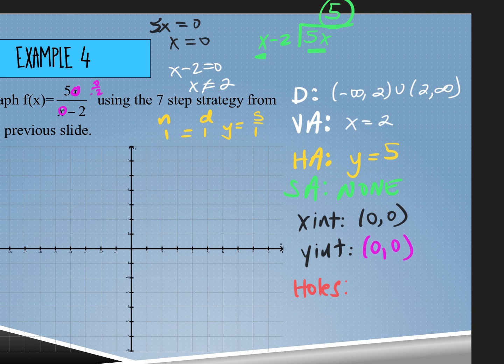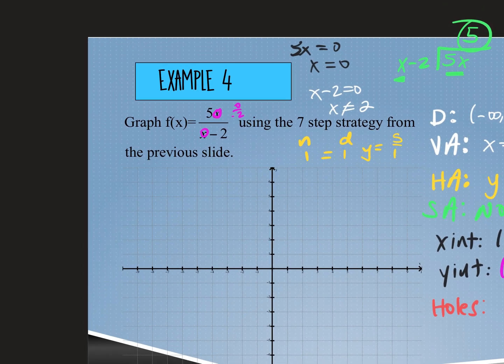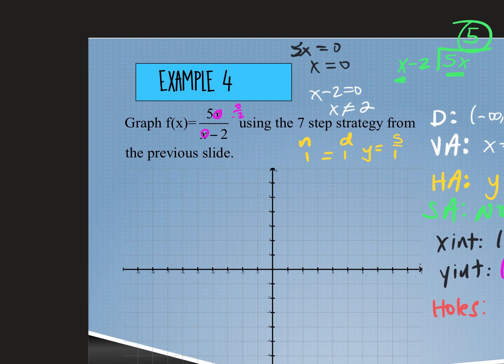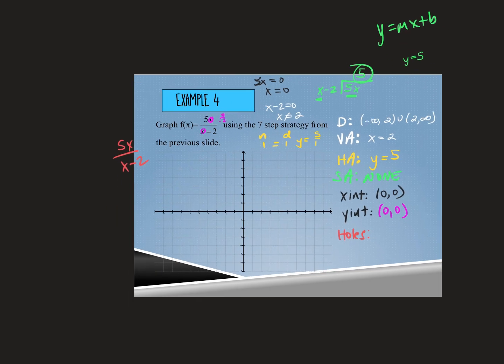And then how do I find my holes? I factor the numerator and the denominator. So if I factor the numerator and the denominator, is there anything I can take out that's exactly the same? No, you have 5x over x minus 2. So do you have any holes?